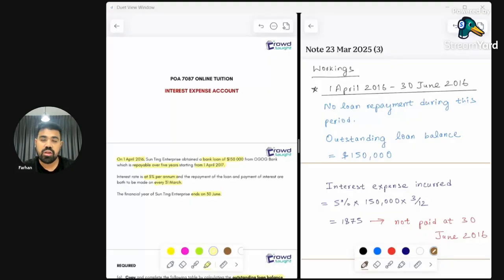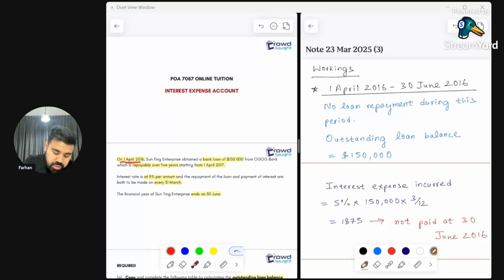In today's lesson, you will learn to prepare the interest expense account. So you will have a question on the left hand side of your screen, and on the right hand side, you'll get to see all the workings which I'll go through step by step. What I need you to do now is focus throughout the entire lesson for an excellent understanding. So with that being said, let's begin.